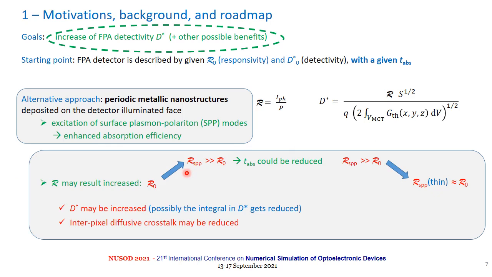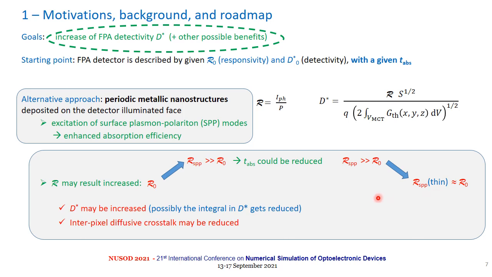Our strategy is the following. Let's suppose that these plasmonic modes significantly enhance the responsivity, capital R. If this were true, we could reduce the absorber thickness. The responsivity will be reduced as well, we can say back to its initial value.